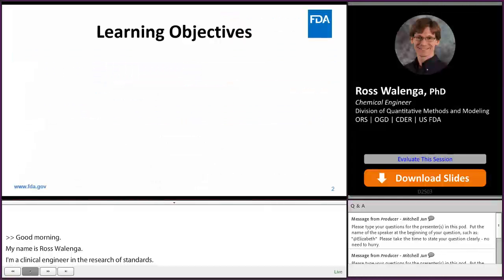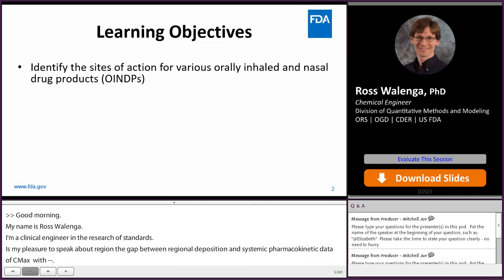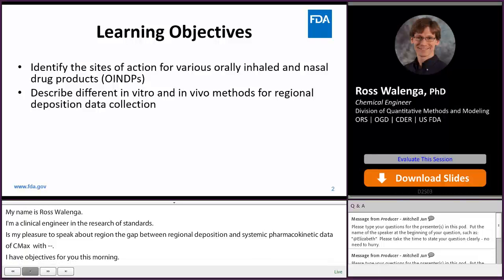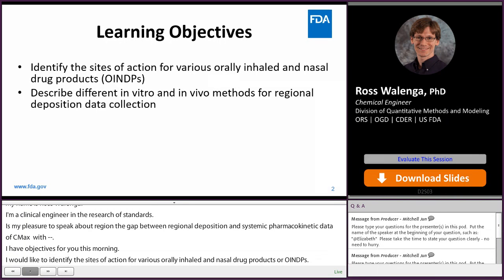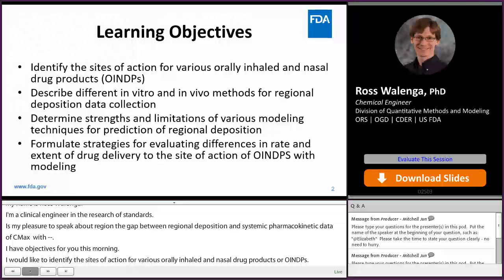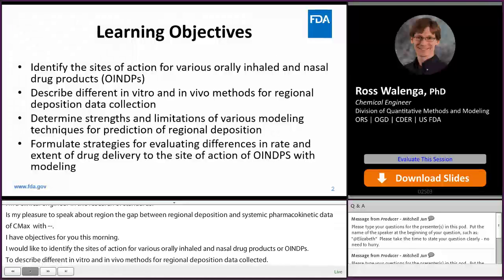I have several learning objectives for you this morning. I'd like for you to be able to identify the sites of action for various orally inhaled and nasal drug products, or OINDPs, to describe different in vitro and in vivo methods for regional deposition data collection, to determine strengths and limitations of various modeling techniques for prediction of regional deposition, and to be able to formulate strategies for evaluating differences in rate and extent of drug delivery to the site of action for OINDPs with modeling.